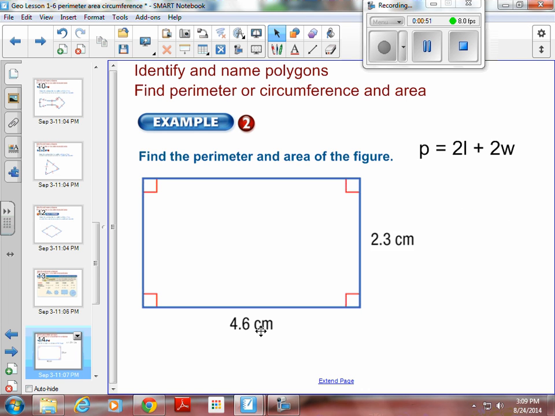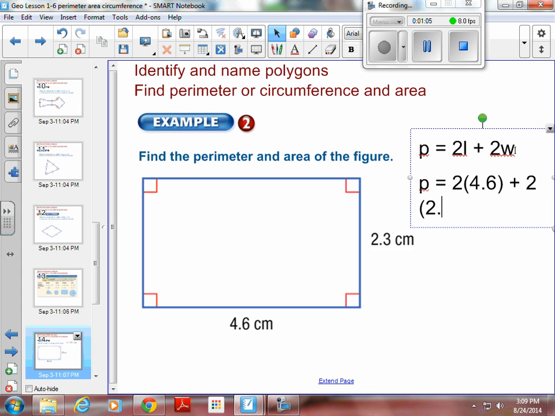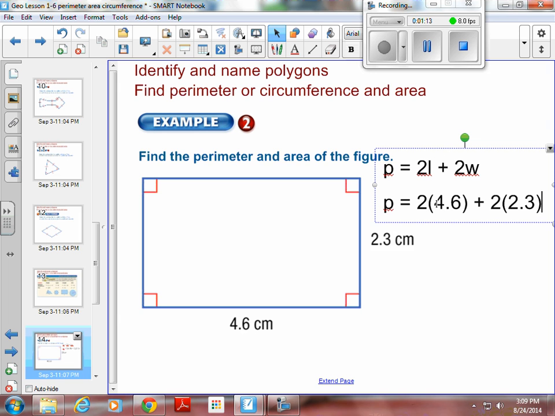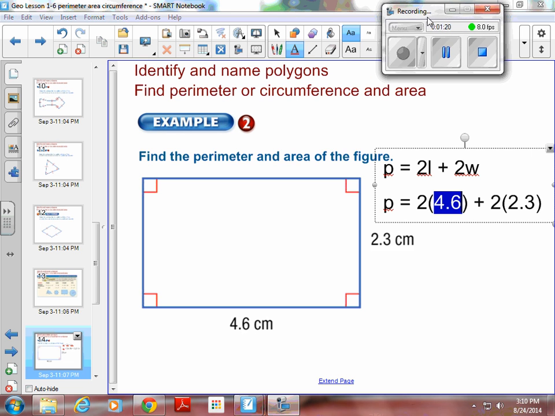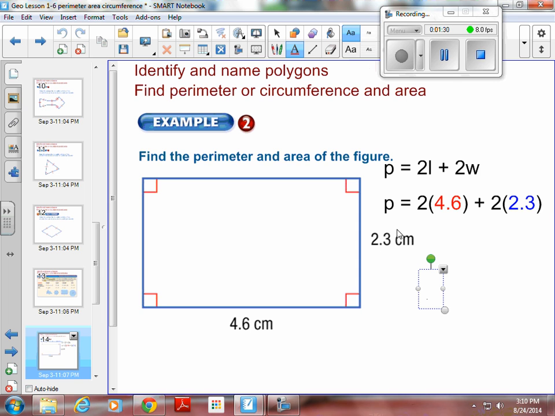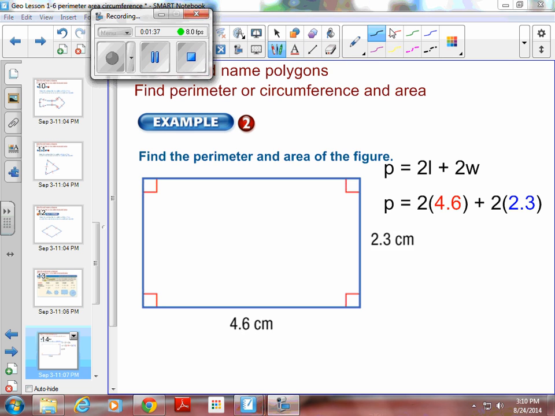And so the length would be 4.6. So we're going to make this perimeter equals 2 times 4.6 plus 2 times 2.3. Where the 4.6 is the same 4.6 down here, and this 2.3 is that same 2.3 from over here. So we've got the 4.6 coming from down here, and the 2.3 coming from right here.